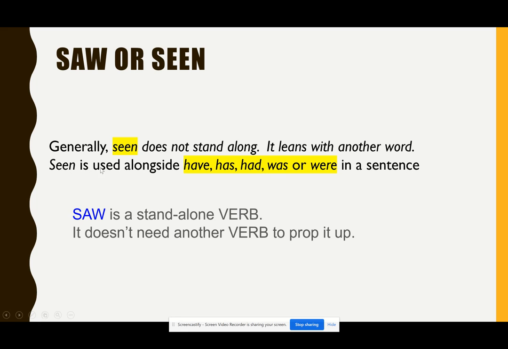The word seen is used alongside have, has, had, was, or were. I have seen that dog before. I had seen. And then saw can stand alone. I saw, she saw, he saw. Notice we don't have any of the helping words to prop it up.